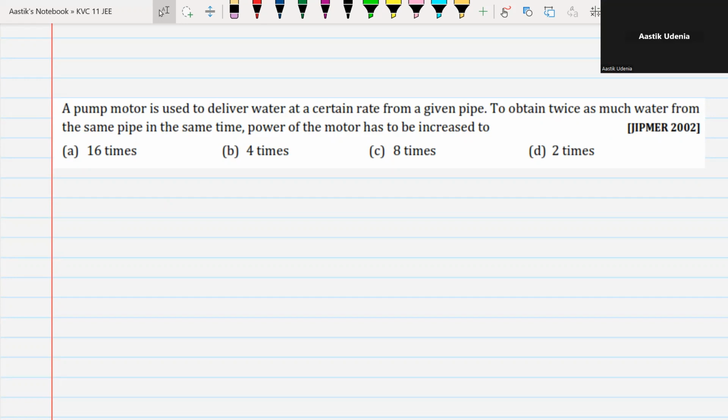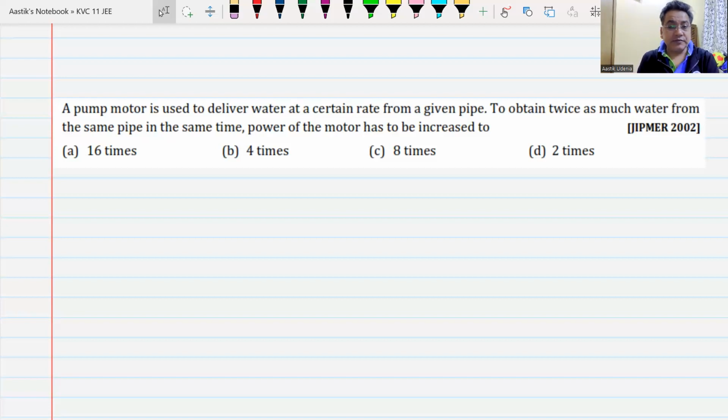Yes, how much should I change the power of the motor? I want twice as much water. A pump is going to deliver that water up to a certain height. I want twice as much water. What should be the power of the motor? How much time should I make it? 2, 4, 8, 16. How much time? Anyone? I'll give you 2 minutes to do this. Please let me know once you are done.